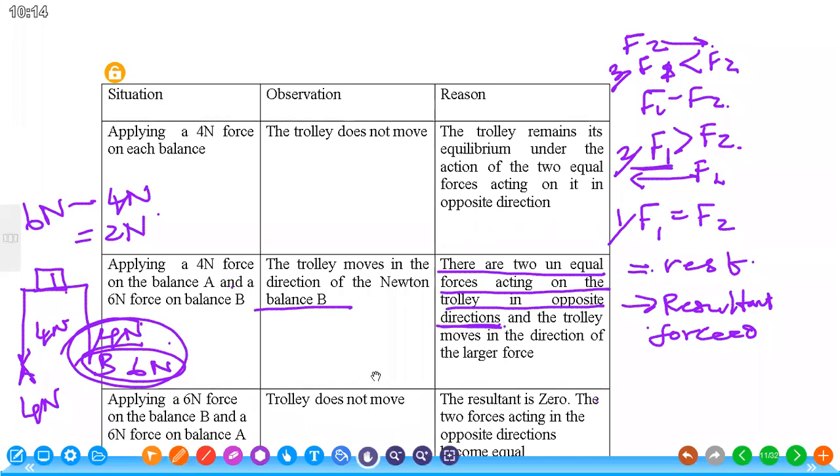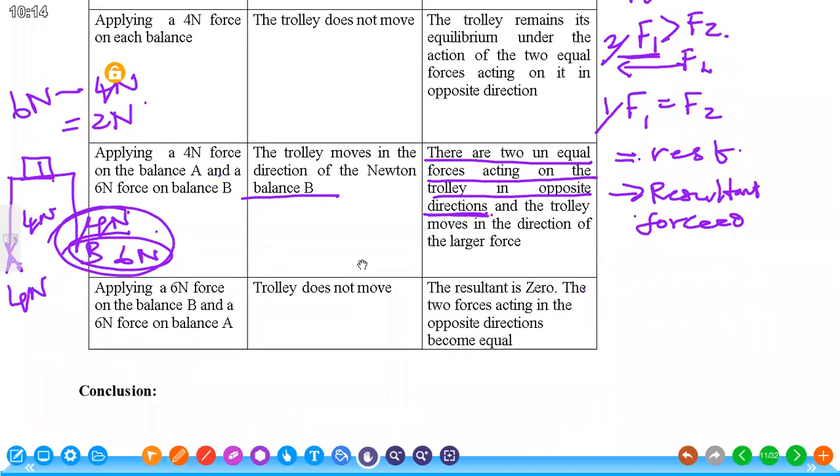And the third instance: applying 6 Newton forces on balance B and balance A. The trolley does not move, because the resultant force is 0. The two forces acting in opposite directions are equal, so the trolley does not move. Okay? So this is activity 2, students.